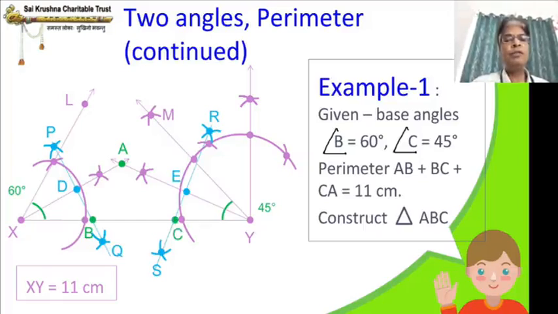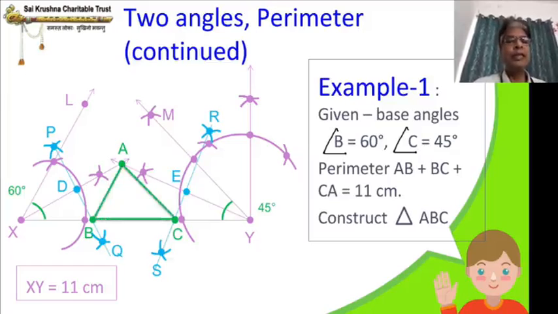So what did we do? First we drew a line XY, then we drew the angles at X and Y, given angles, then we drew angle bisector for both these angles, and that intersection we got one vertex A. Then we drew perpendicular bisector for these lines XA and YA. These two are intersecting XY at two vertices B and C. Now join the triangle, join AB, BC and CA. Now this is the triangle we want.